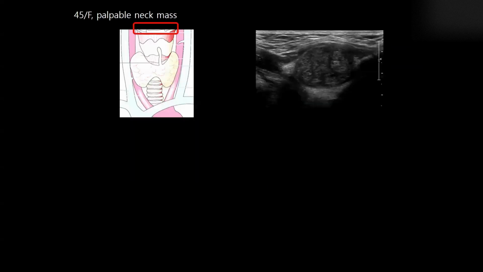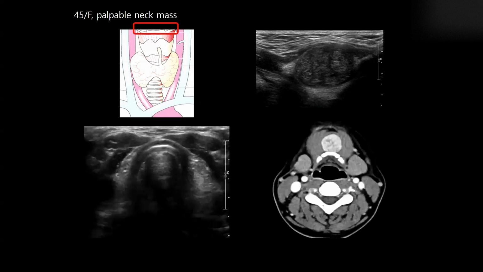A 45-year-old woman had an ultrasound because she felt a lump under her chin. On neck US, you can see a hypoechogenic mass with good margin at her submental area. But we could not find her thyroid gland in its normal location. On neck CT, you can see an ectopic thyroid tissue at submental area.